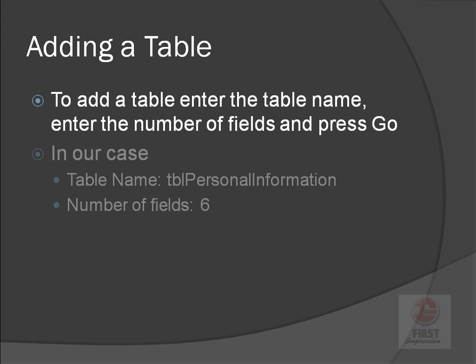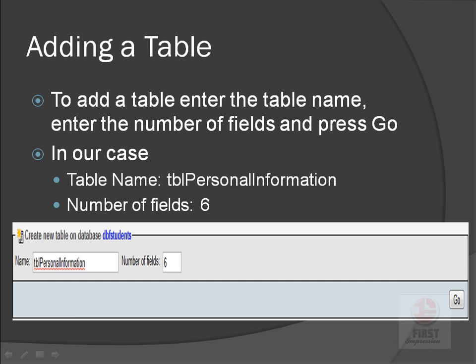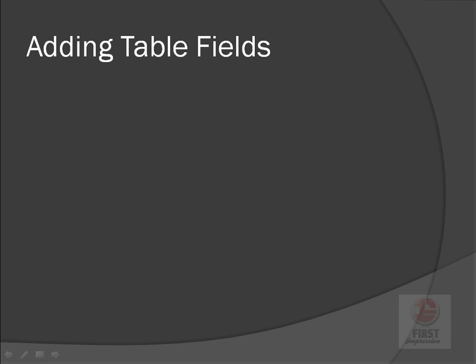Once we are done, we'll add a table to the database. The table name will be TBL personal information, and the number of fields inside this table will be 6. What the 6 fields are we'll see, but for now, when you create the table, you will get a window like this. Inside this window, you have to give the name of the table as TBL personal information and number of fields as 6. Then when you click on go, you will get a form. Inside that form, you have to fill all the fields.